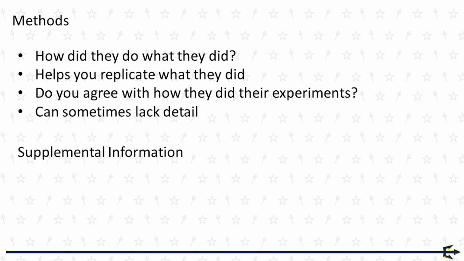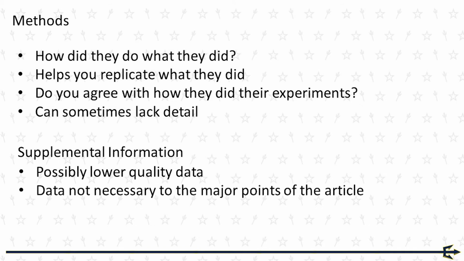The supplemental information section may contain data that is not as high quality as what's in the main paper, data that doesn't support the author's data as well, or data that was not necessary to support the author's main claims. Finally, it may contain data that could not be included in the main paper due to length restrictions provided by the journal.